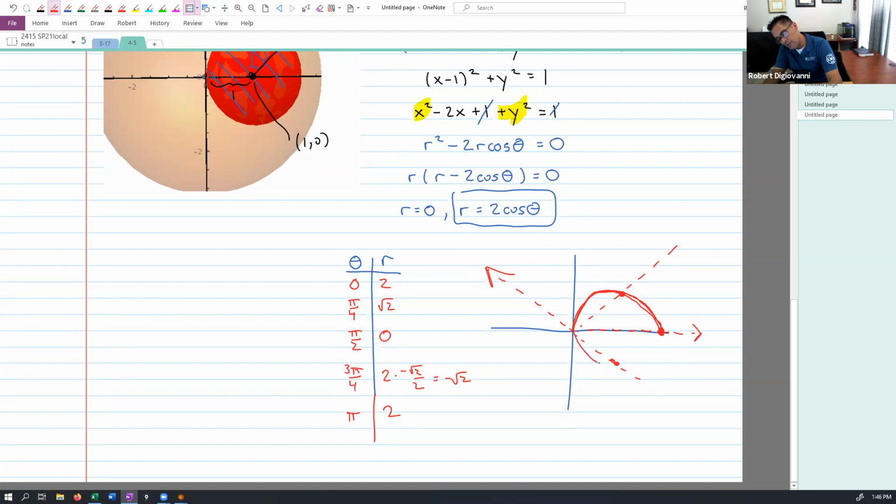I'm sorry, -1. I'm sorry, -2. I should have said -2. Cosine of pi is -1, then you hit it with 2. So you're facing this direction and you walk backwards 2, which puts you back here.